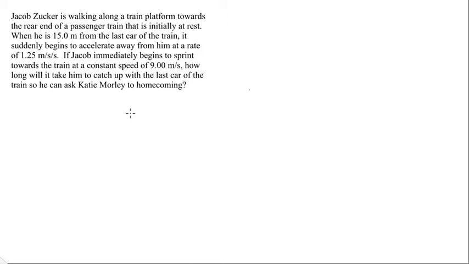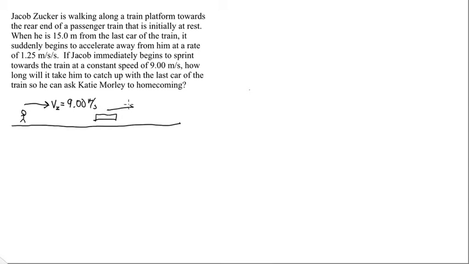So what we have is the situation where, let me see now if I can start doing this correctly. So here's the train platform, and here's Zucker. Okay, and he starts there. The train starts here, and Zucker is running towards the train at a constant speed. I'm going to call that V sub z equals 9.00 meters per second.